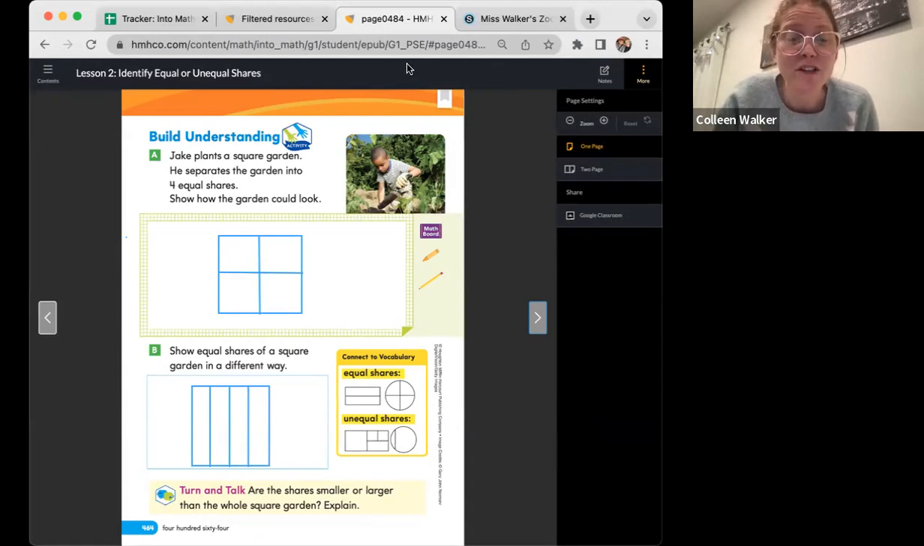Yes, if you said the parts are smaller, you are spot on, because the parts are smaller than the whole, because 4 of these parts equals a whole. So it makes sense for us to explain. If I use a different color, you could see that this part is smaller than the whole thing, right? All right, my friends, if you're still on this page, you can check your work. Otherwise, we are going to move on to the next page.